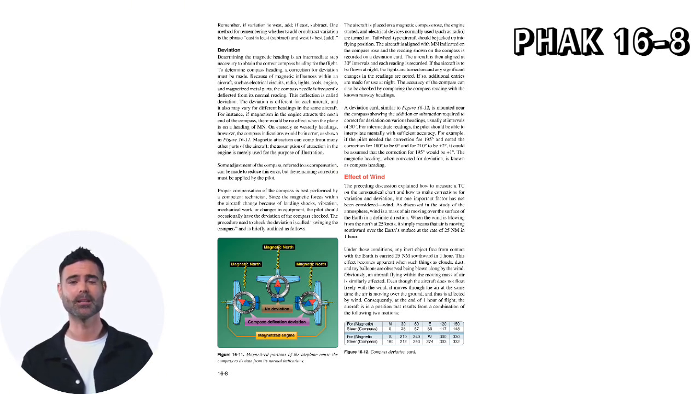The deviation is different for each aircraft, and it also may vary for different headings in the same aircraft. For instance, if magnetism in the engine attracts the north end of the compass, there would be no effect when the plane is on a heading of Mn. On easterly or westerly headings, however, the compass indications would be in error, as shown in Figure 16.11. Magnetic attraction can come from many other parts of the aircraft. The assumption of attraction in the engine is merely used for the purpose of illustration.